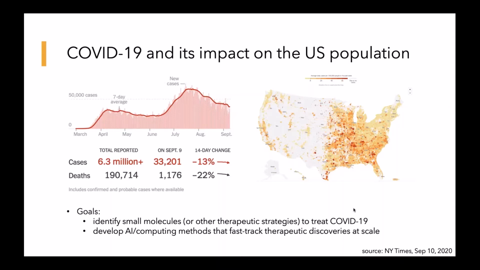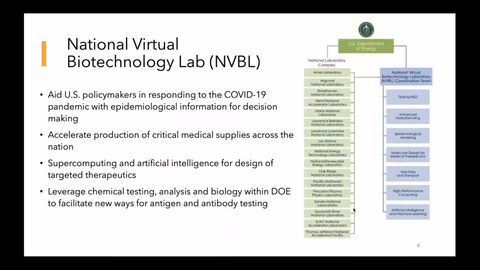And what we wanted to do within the Argonne Lab was to come up with strategies, AI and computing methods that could fast track these things at scale. And that's one of the reasons why we chose the entire proteome, targeting at least a major portion of the proteome instead of actually targeting one or two targets that's currently done within other groups.